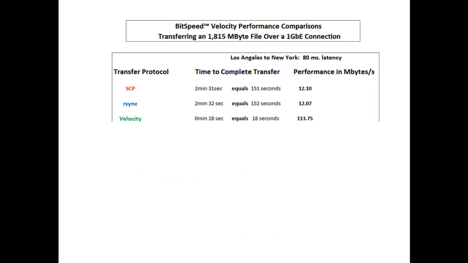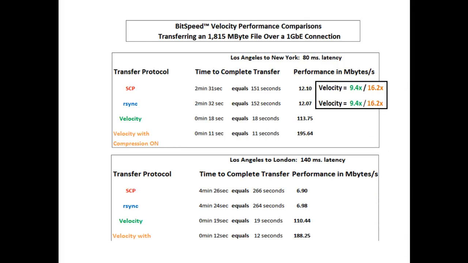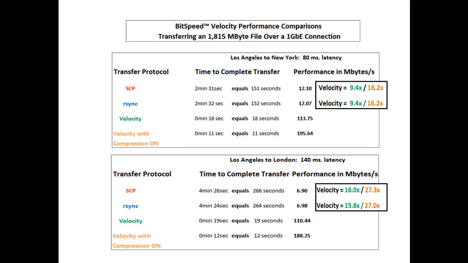These results are summarized on this chart. As you can see, Velocity completed the tests at between 9.4 and 27.3 times the speed of the common file transfer utilities.